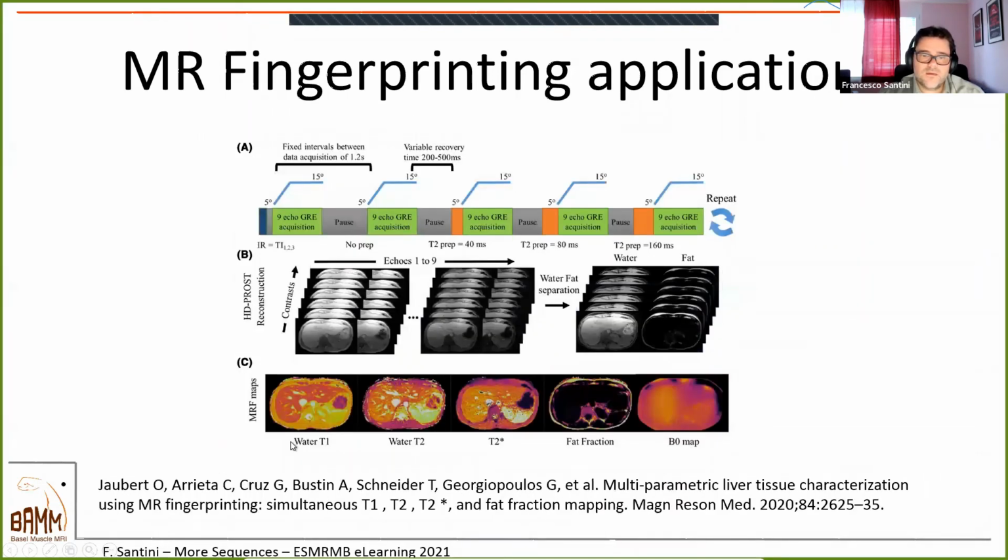And in this case, it's interesting because here it's extracting also the fat fraction. Here is meant for the liver, so you can measure the fat in the liver and you measure the B0 map, also with an MR fingerprinting approach.